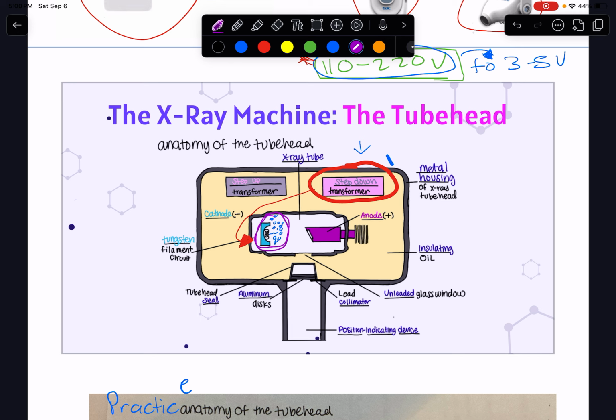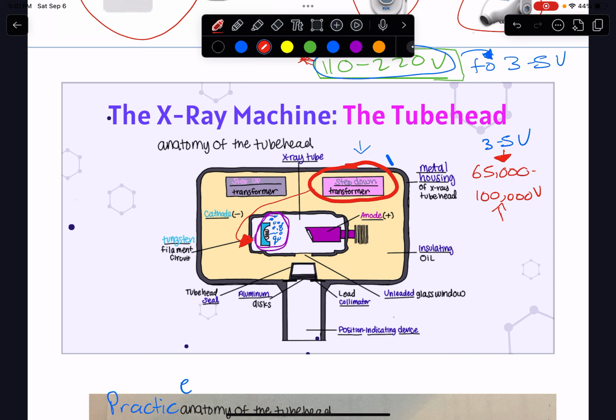When the exposure button is pushed, the high voltage circuit is activated. So that's what activates high voltage. So low voltage, again, is 3 to 5, which is the step down transformer. High voltage, and this is in your previous slides, but remember this number as well, high voltage is 65,000 to 100,000 voltage. So you see how that number increased by a lot?